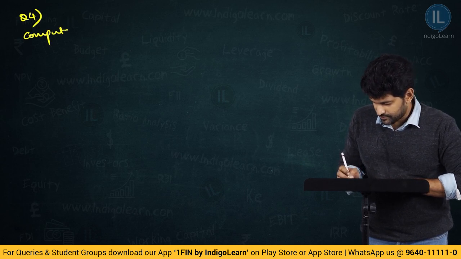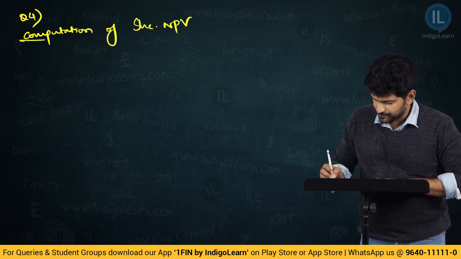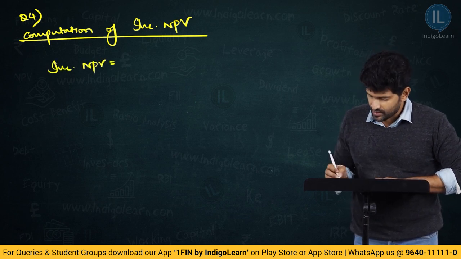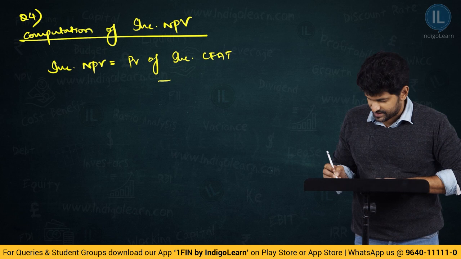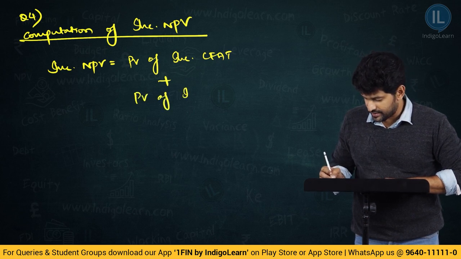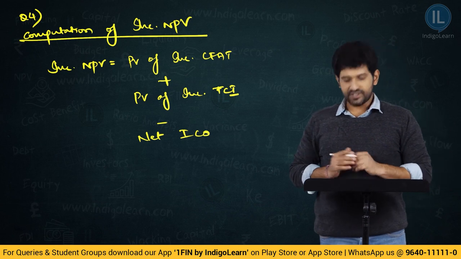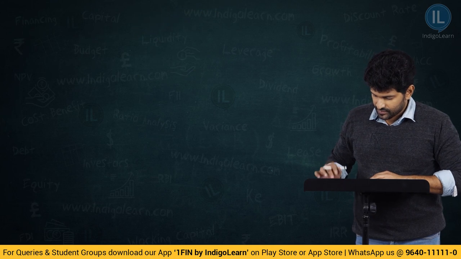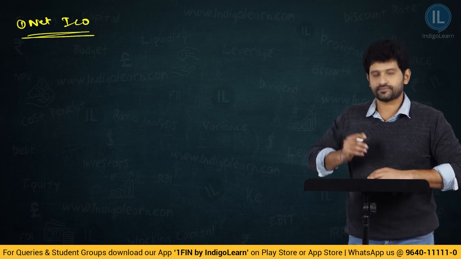Computation of incremental NPV. Now, what is incremental NPV? Incremental NPV is equal to present value of incremental CFAT plus present value of incremental terminal cash inflow minus net initial cash outflow. For easy understanding, we will start in the reverse order. So, net initial cash outflow.